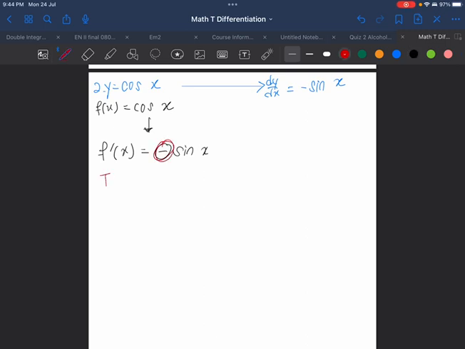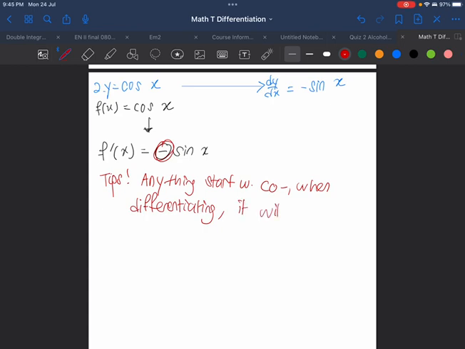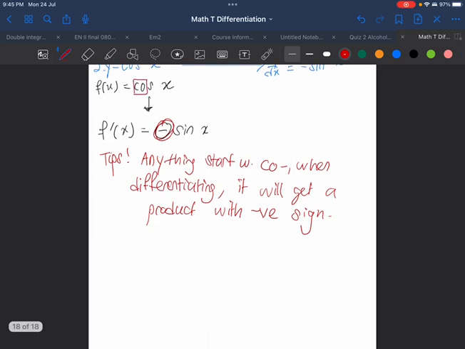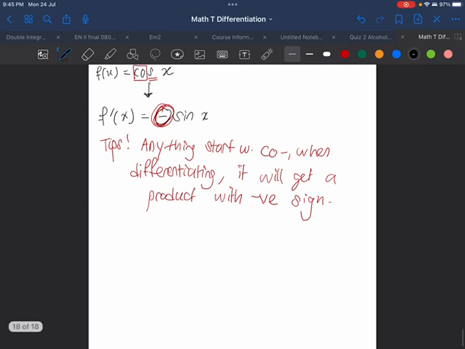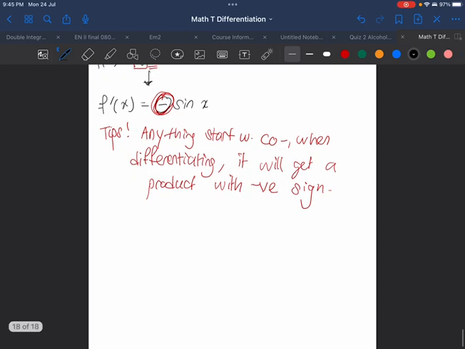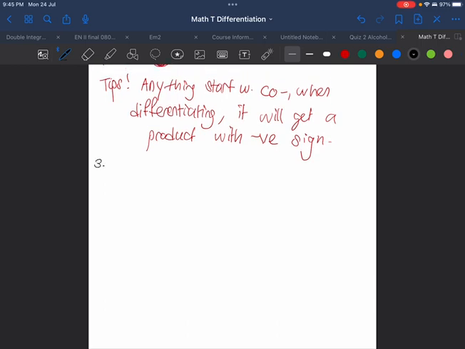Then I want to give some tips on the theory. Anything that starts with co, when differentiating, will give a result with a negative sign. That means when we differentiate cos x, we get negative sine x. When we differentiate cot x, we get negative cosecant square x. This is something like a rule: when we differentiate something with co, we will get a term with a negative sign in the end.